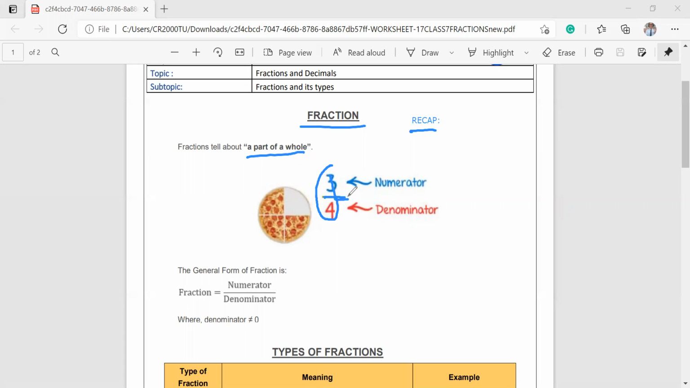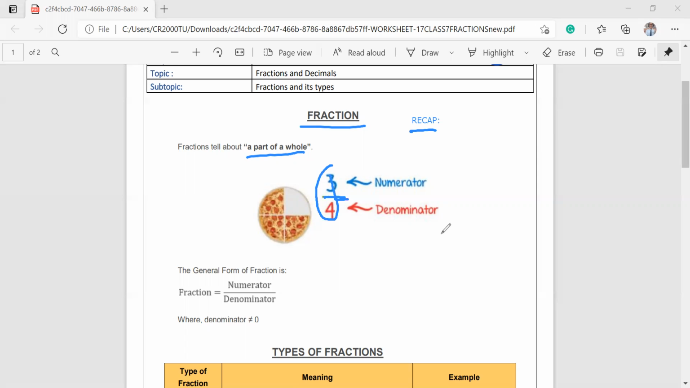If this green line would not be there, what would happen? Operations would come between them: 3 divided by 4, 3 into 4, 3 plus 4, or 34. These things would come over here. That is why this line is very necessary for representing a fraction.